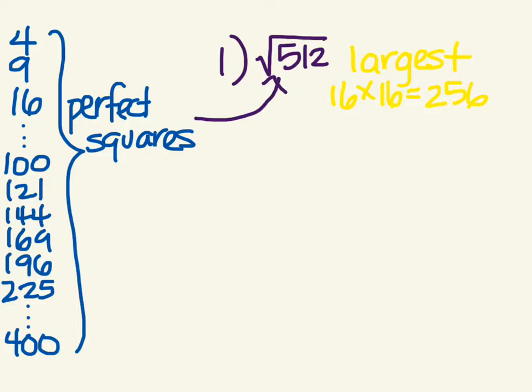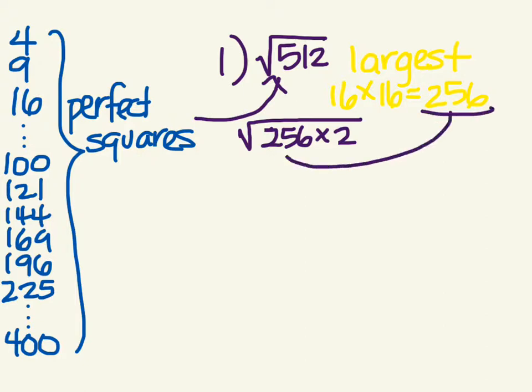So now what I'm going to do is rewrite the radical so it's a perfect square times whatever's left over. So 512 is really 256 times 2. Okay, where did I get the 256 from? I got the 256 because that's the largest perfect square that goes in there. Where did I get the 2 from? 256 times 2 is the only way to get to 512.